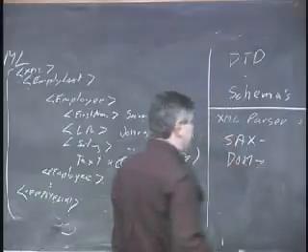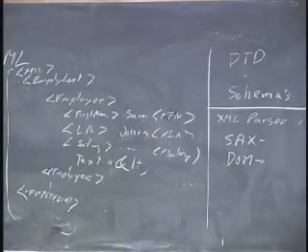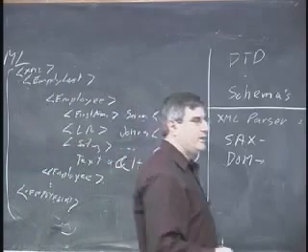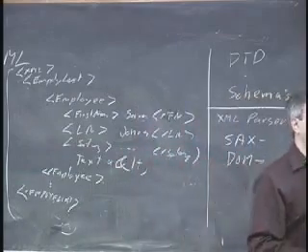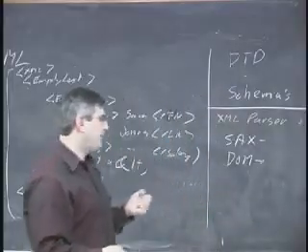DOM is an in-core batch model. What the DOM parser does is read this whole document and build a tree data structure inside, and then give you an interface, in the Java sense or general sense, to that document.